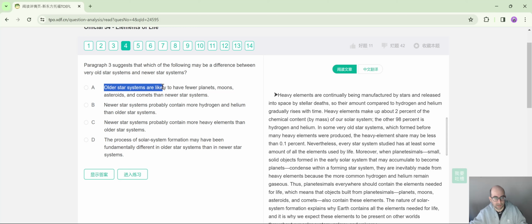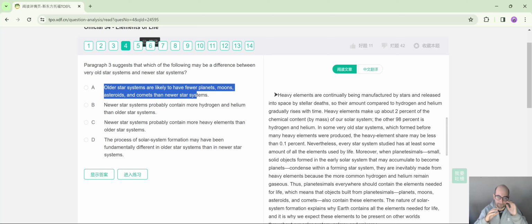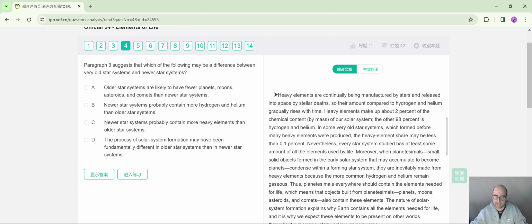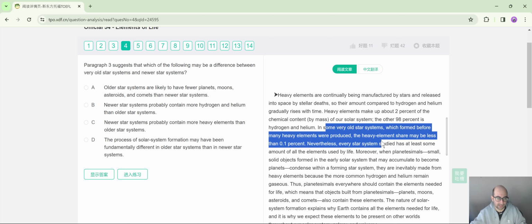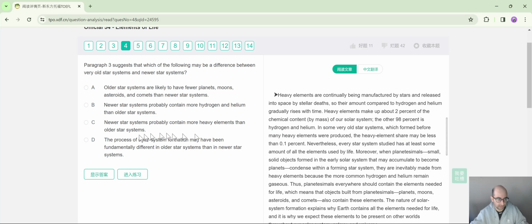Older star systems are likely to have fewer planets, moons. I didn't see anything referring to these, planets, moons, asteroids anywhere, based on what I read so far. So skip that. Newer star systems probably contain more hydrogen and helium than older star systems. Did they say that? No, I didn't notice that there. So I think that's basically a false comparison.